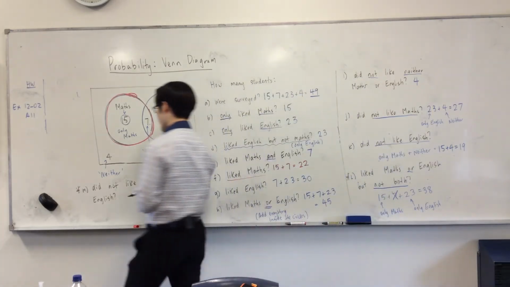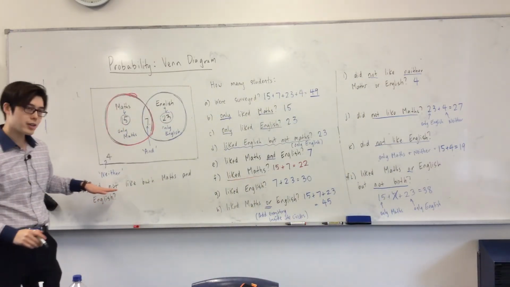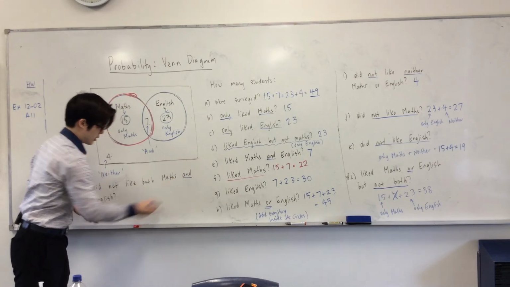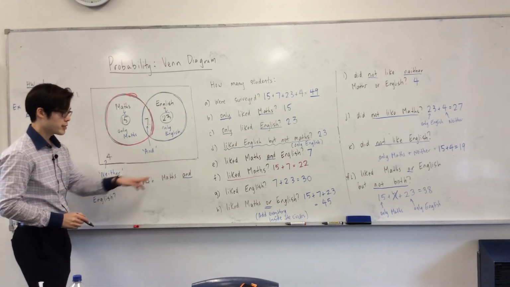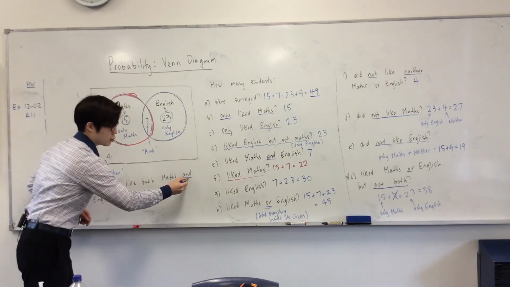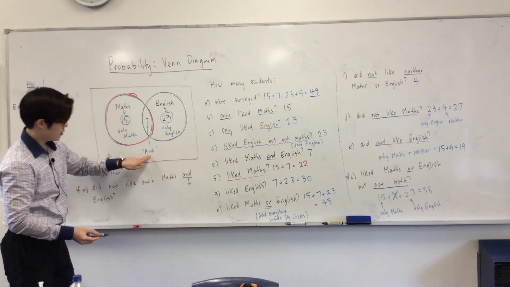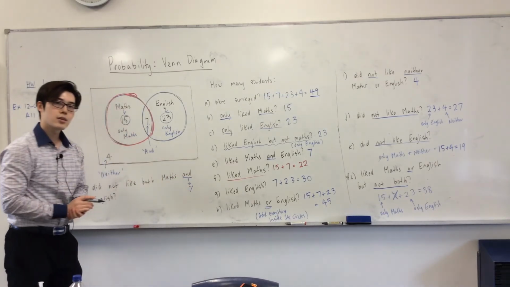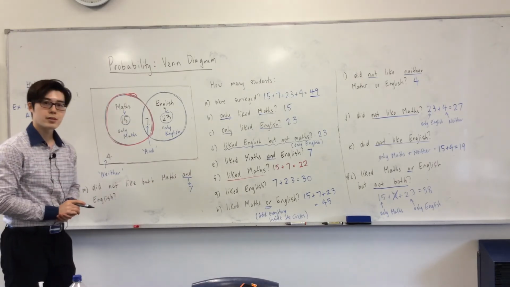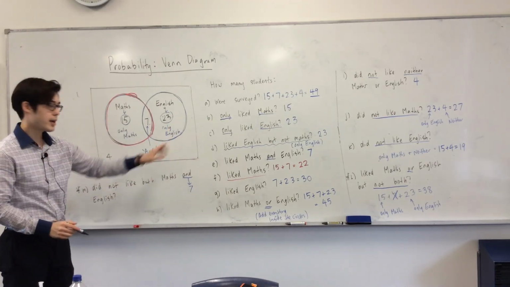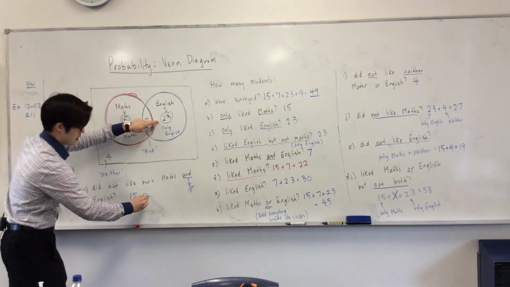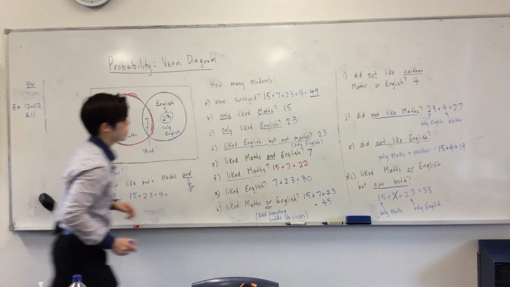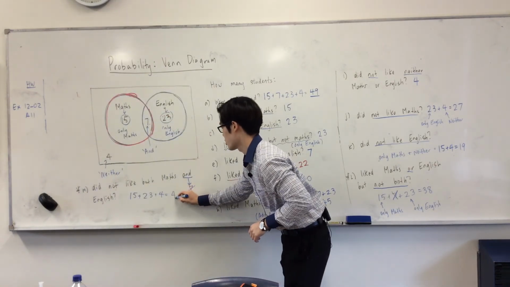For this final question here, how many students did not like both maths and English? What you're doing is finding the opposite of students that like maths and English. And remember, the number of students that like maths and English is 7. So to find the opposite of that, you add all the numbers in this diagram except for the 7. So we've got 15, and that will give you 42 students.